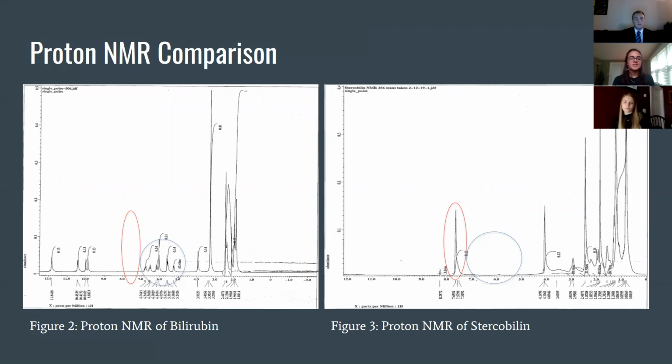So like Ben was saying, this is an example of NMR that we get from our sample. Figure 2 shows a proton NMR of bilirubin, and figure 3 shows a proton NMR of stercobilin. As you can see with the different colored circles, there are different indications in bilirubin and stercobilin that we were able to get stercobilin and get those products, and that is how we know what our sample is like.